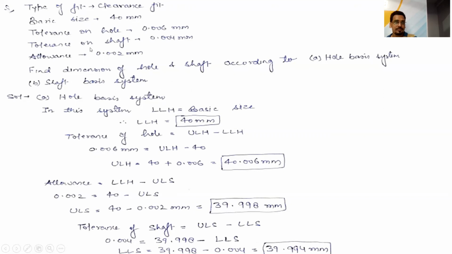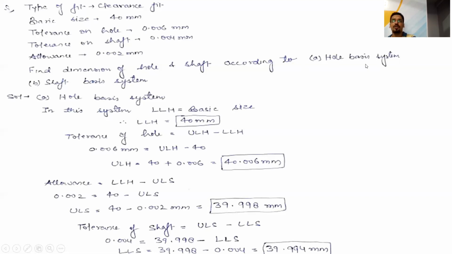Now the tolerance of the shaft is also provided, so we will calculate the lower limit from that formula. The tolerance of the shaft is equal to the upper limit of the shaft minus the lower limit of the shaft. Put in the value of the tolerance of the shaft and the upper limit of the shaft, so we will get the lower limit of the shaft equal to 39.994 mm. So we have calculated the hole dimension and shaft dimension according to the hole basis system.